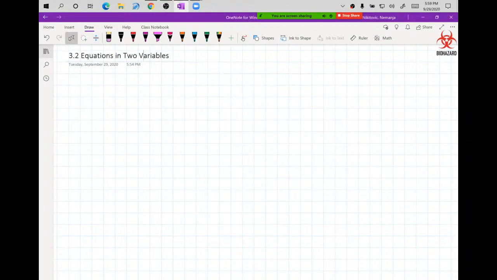Hello and welcome back to Elementary Algebra, section 3.2 on equations in two variables. This lecture is going to give us more info on calculating values and give us some connections to the situations that are experienced in the world around us and stuff we can compute.